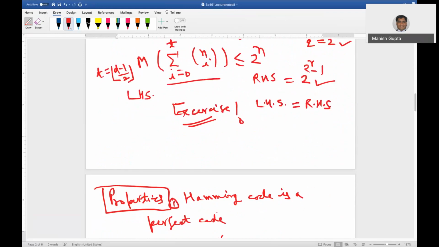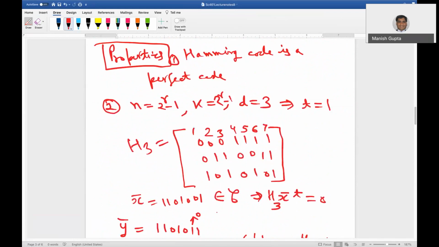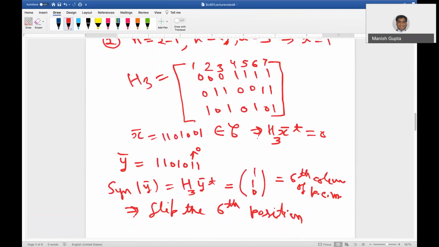Now there are certain properties of this code. Obviously the Hamming code is a perfect code, and as I mentioned to you, k is 2 raised to r minus 1 minus r. That is your dimension. d is 3, t is 1. Here is an example. If you take H3 is equal to 0, 0, 0, 1, 1, 1, 1, 0, 1, 1, 0, 0, 1, 1, 1, 0, 1, 0, 1, 0, 1. So this is a parity check matrix, and the size of the matrix is 3 cross 7.